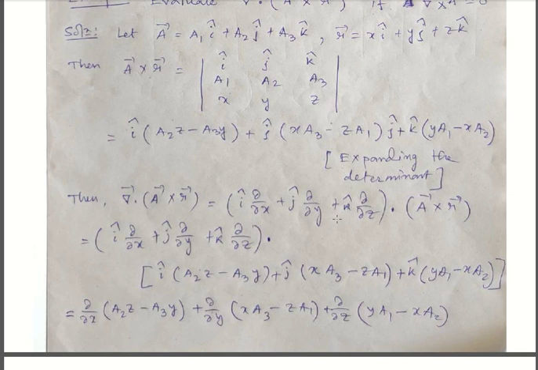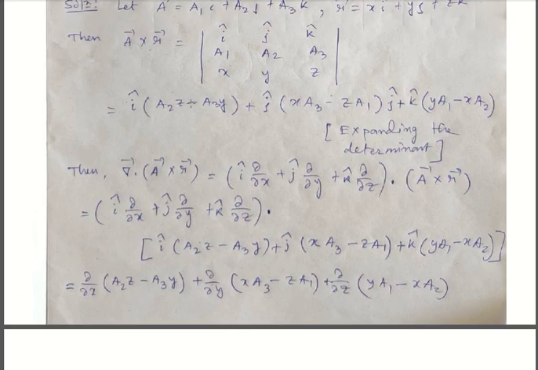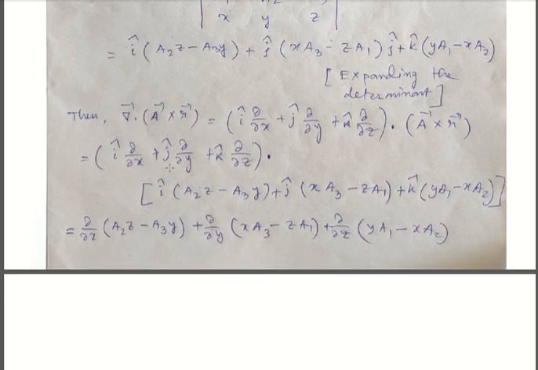i del/del x, j del/del y, k del/del z, dot product of a cross r. Okay, so now put these values. The a cross r value is this, and putting the value of a cross r, we are getting this.